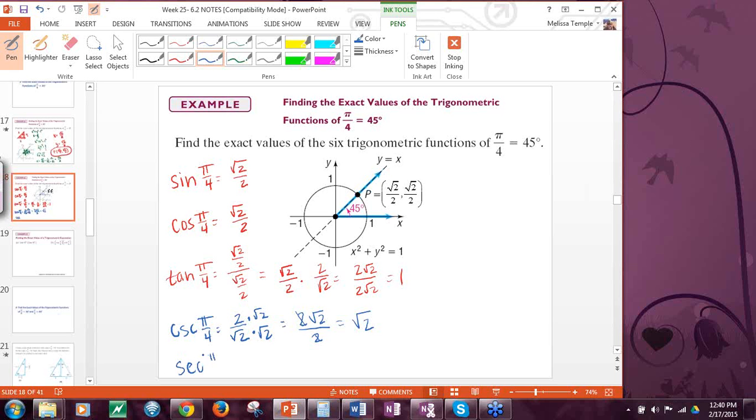Secant at pi over 4 is going to be this exact same process that we just did here. We're going to take 2 over the square root of 2, and when we rationalize that denominator, we get simply square root of 2 because they're the exact same values. And lastly, cotangent at pi over 4, the reciprocal of 1 is just 1. Questions on that much? Hopefully now maybe we're getting a little bit more comfortable with our x's and our y's and our values. And like I said, we're just going to kind of keep practicing.